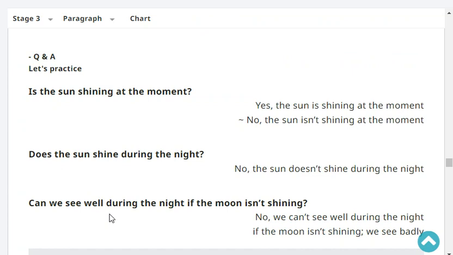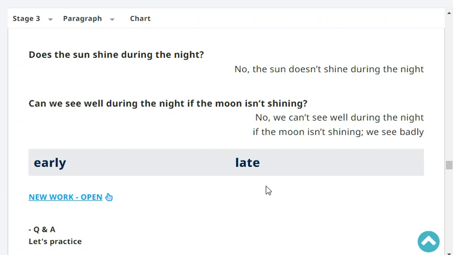Very good. Does the sun shine during the night? No, the sun doesn't shine during the night. Very good. Can we see well during the night if the moon isn't shining? No, we can't see well during the night if the moon isn't shining. We see badly.